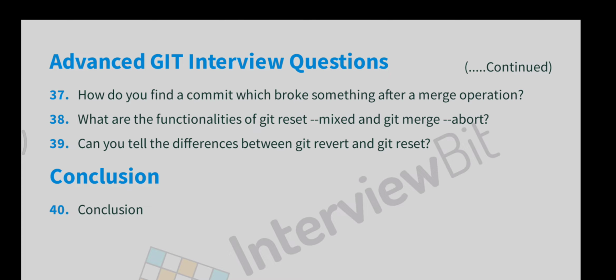Advanced git interview questions. How do you find a commit which broke something after a merge operation? What are the functionalities of git reset --mixed and git merge --abort? Can you tell the difference between git revert and git reset? These are the questions. I'm going to show you how to answer these questions.